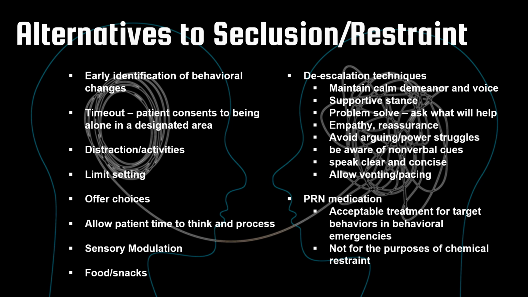Offering the patient a timeout, providing distraction activities, sensory modulation, or snacks are all acceptable alternatives to use outside of seclusion or restraint. The use of de-escalation techniques is vital when interacting with a patient experiencing a psychiatric emergency. Maintaining a calm demeanor and voice, utilizing the supportive stance, showing empathy, providing reassurance, and allowing the individual to vent are all great examples of proper de-escalation techniques.